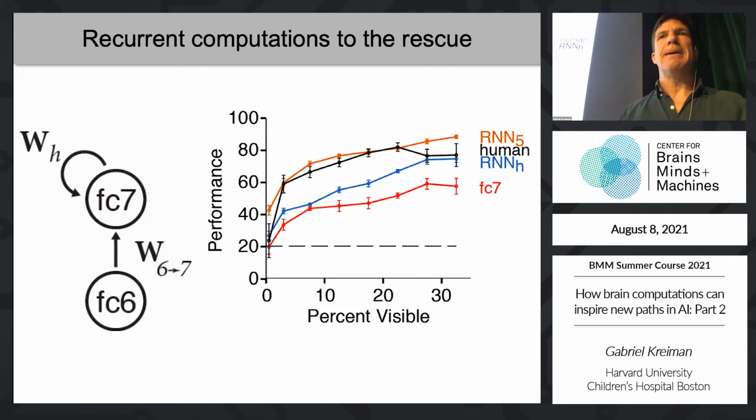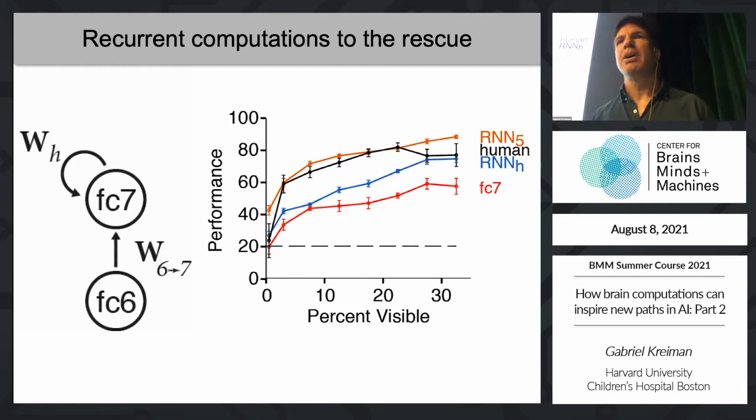So even this very simple manipulation has zero free parameters, there is no fine tuning. We're not taking very complex networks with lots of parameters and training the heck out of them. There are no free parameters here, and even this already improved performance as shown here by the RNNH curve. And then if you further train the network, that is, you do backprop, and that's what we call RNN5 here, then we can get even better performance and even match, or depending on where you are, surpass human performance in this task.